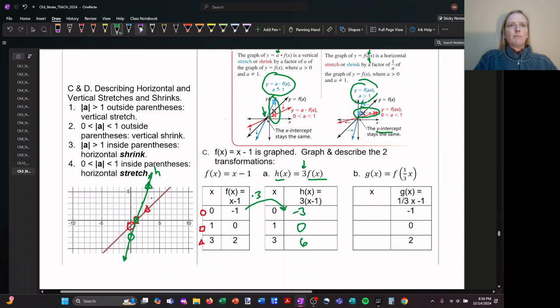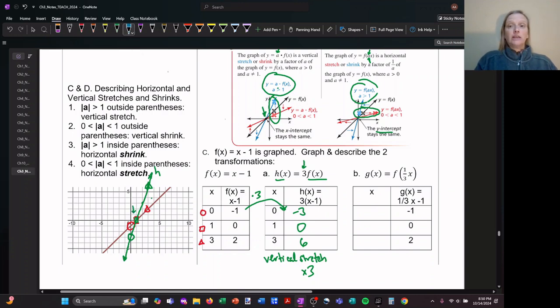And now let's look at what happens when we, oh, sorry, let me just summarize that. This was a vertical stretch by a factor of 3. Okay, and I know it's a vertical stretch because my x-intercepts did stay the same.